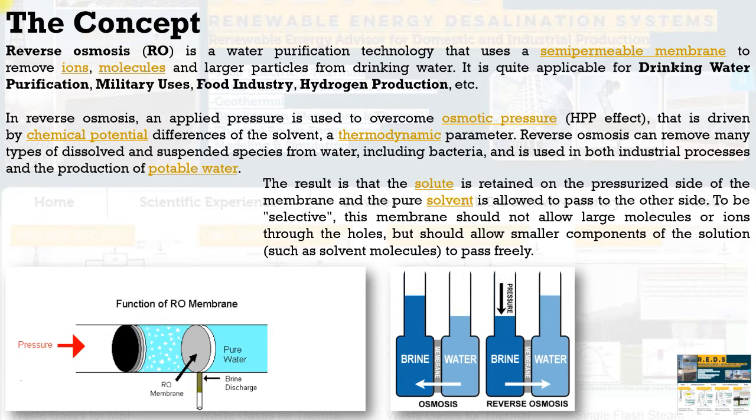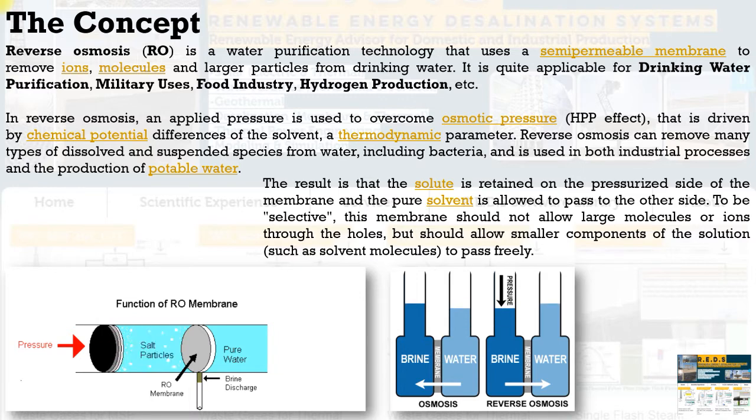In reverse osmosis, the applied pressure is used to overcome the osmotic pressure itself by using a high pressure pump, driven by chemical potential, which gives suitable potential differences of solvent and some thermodynamic parameters related to the temperature of the feed led to the high pressure pump. Reverse osmosis can remove many types of dissolved and suspended species from water, including bacteria, and is used for industrial processes and for production of potable water.